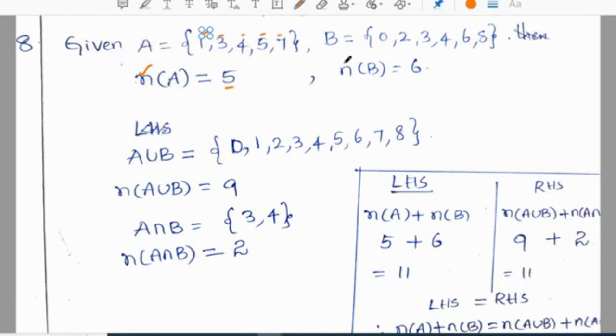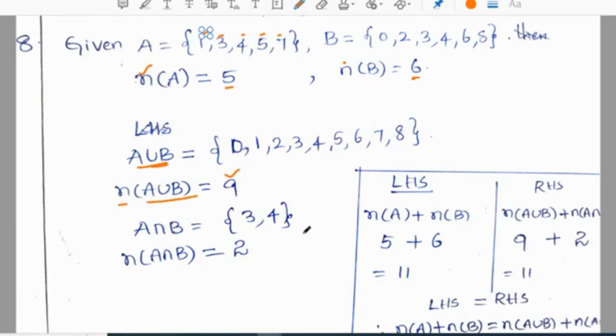In B there are 6 elements, number of elements in B is equal to 6. Which we have to write together, the one written combined is called A union B. So A union B is 0, 1, 2, 3, 4, 5, 6, 7, 8, and n of A union B, number of elements in A union B, is clearly 9.